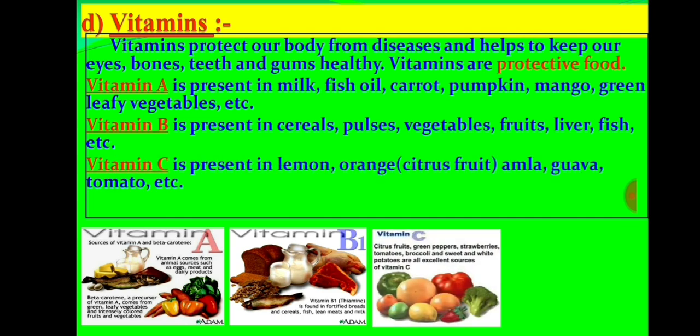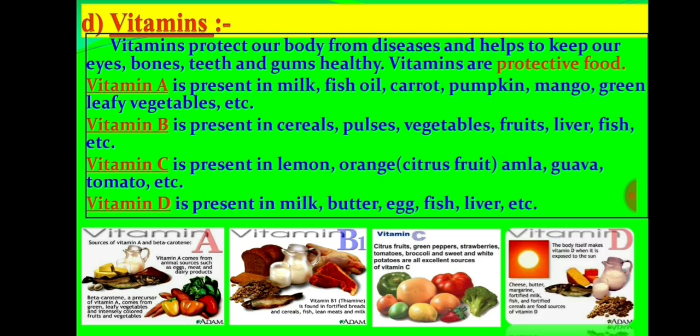Vitamin C is present in lemon, orange, amla, guava, tomato, and all citrus fruits. And vitamin C protects us from scurvy. If we eat vitamin C rich food, we will not have scurvy disease in our gums.